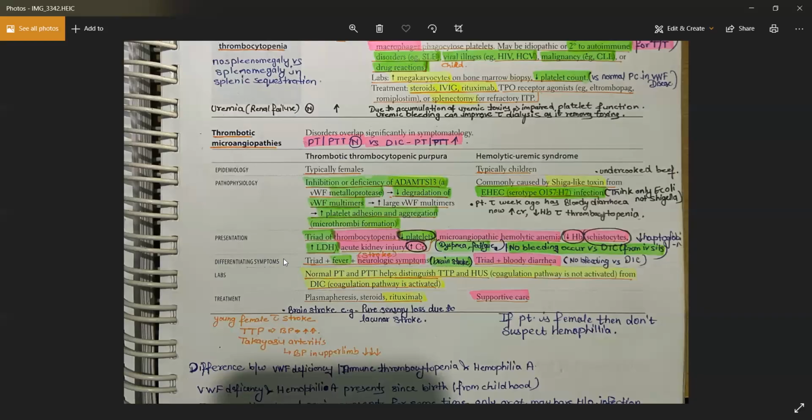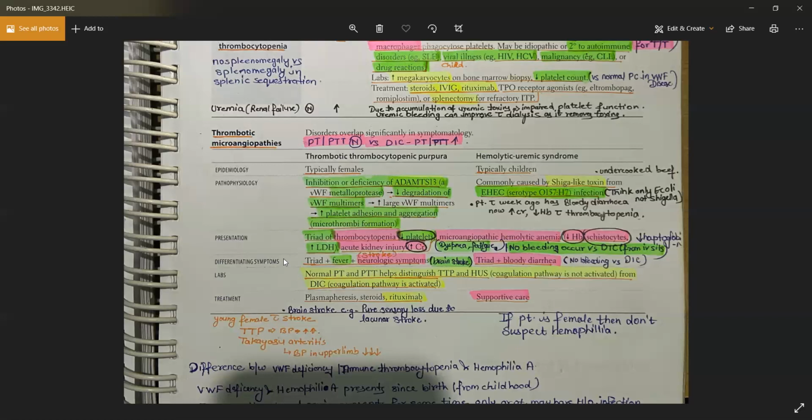Then comes the hemolytic uremic syndrome, which is mostly seen in children. It is because of the Shiga-like toxin, which is seen in enterohemorrhagic E. coli, serotype O157:H7. First of all, you will have episodes of bloody diarrhea, and then you will have the thrombotic microangiopathy in these kinds of patients.